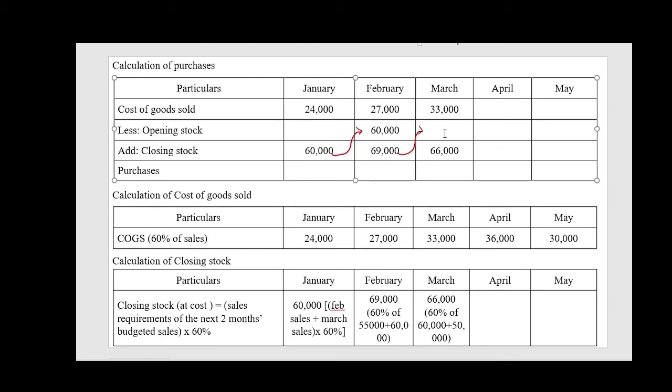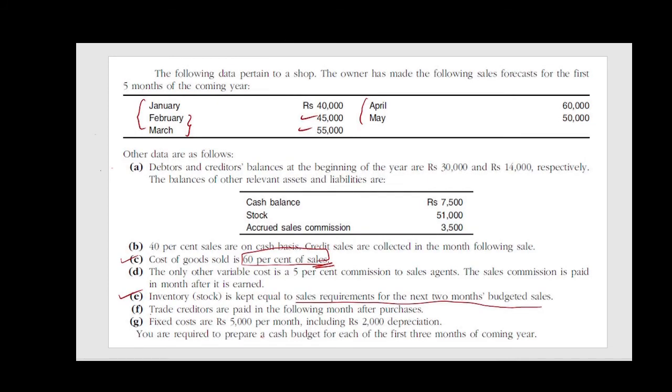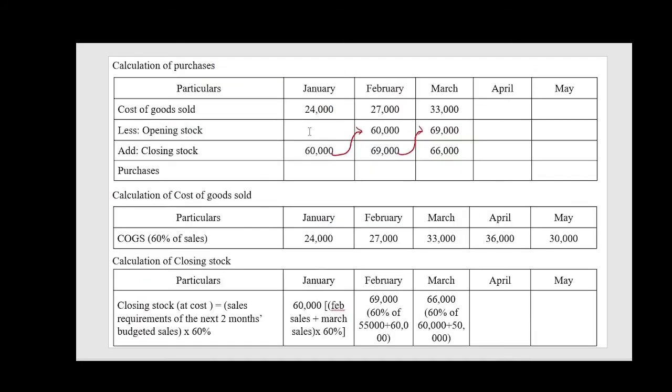March month's closing stock will be, opening stock will be 69,000. So we have to find out what will be the opening stock of January. Check in the problem whether it is given. Now over here, the balances of other relevant assets and liabilities are given, and one of them relates to stock. So the opening balance of stock is given as 51,000. So the opening balance of January is 51,000, given in adjustment number A.